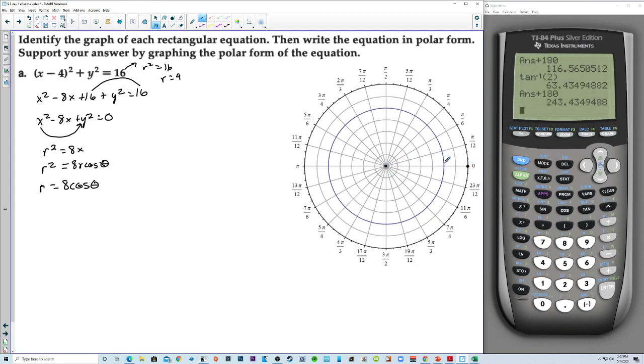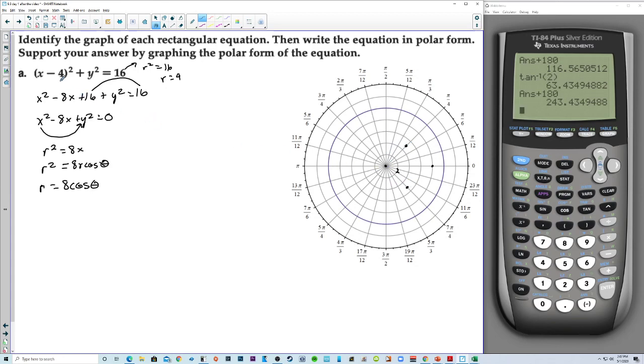1, 2, 3, 4, 5, 6, 7. Oh, that's 1, 3, 4, 5, 6, 7. On other graphs, I had 8 circles. So let's go by 2s. 2, 4, 6, 8. Right there. And then we want to go up 4, 2, 2, 4. Right there. Down 2 over 2, that puts us right there.